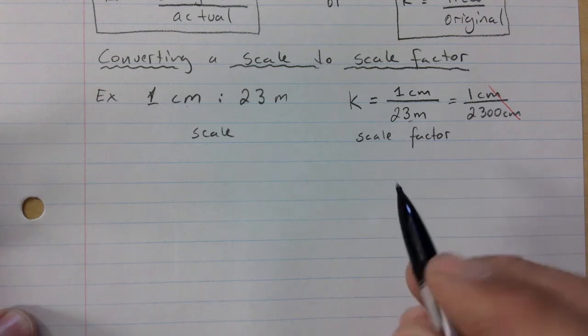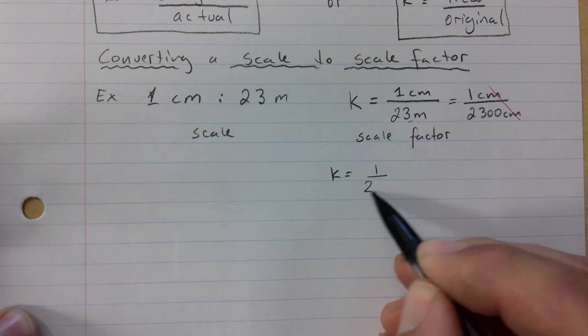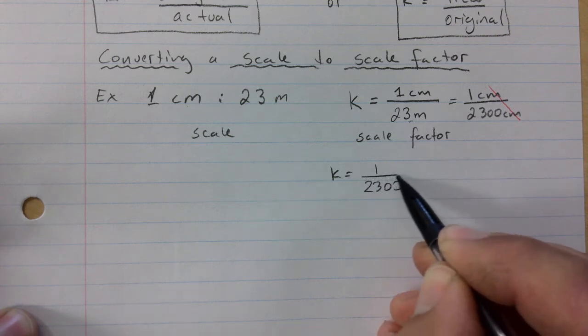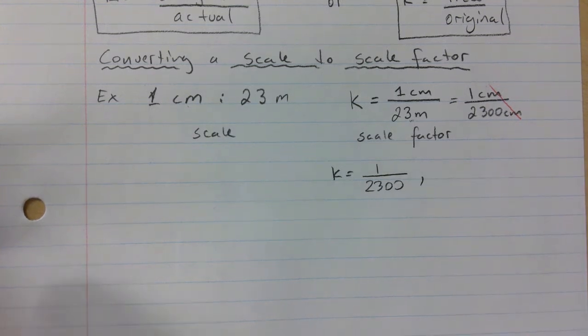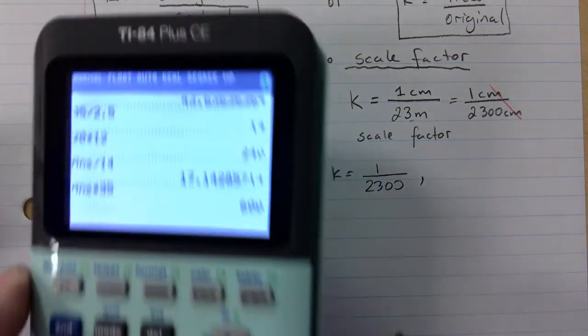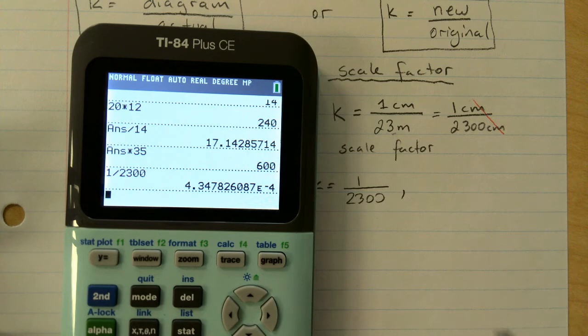So here, K is equal to 1 over 2300, but it can also be written as a decimal. Use the same calculator. So we're going to go 1 divided by 2300, right? And you get, oh. So what is that?